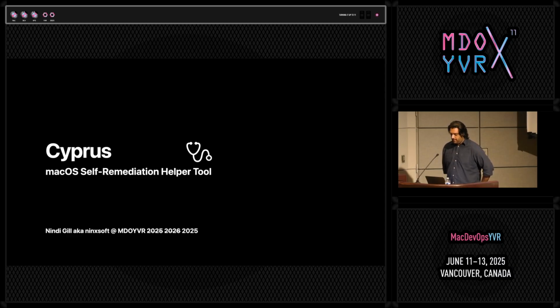It's been amazing. I'm going to be talking about a tool called Cypress. It's a shiny new macOS helper tool that we've been building internally at work. Essentially, we wanted to empower our end users to self-remediate their Macs, so we decided to build something that helps facilitate this.